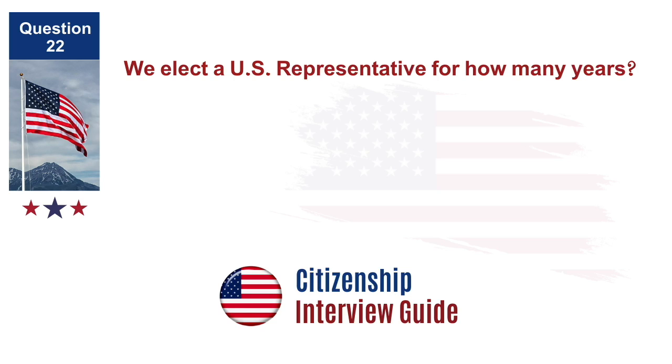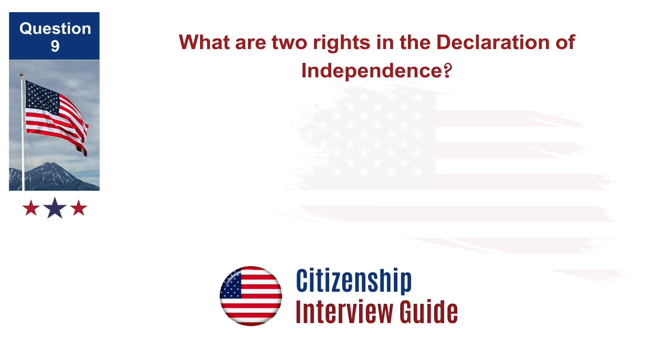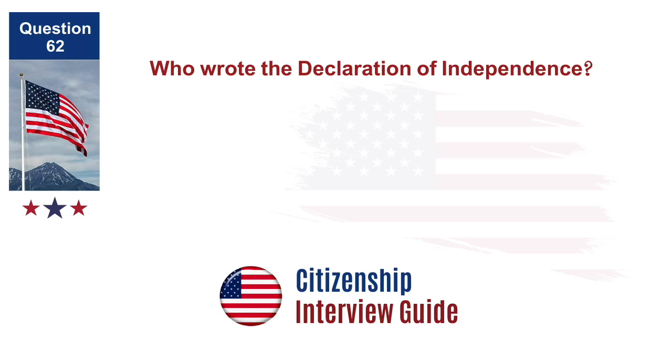We elect a U.S. representative for how many years? Two. What are two rights in the Declaration of Independence? Life, liberty. Who wrote the Declaration of Independence? Thomas Jefferson.